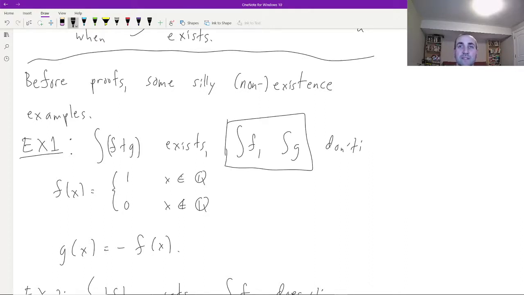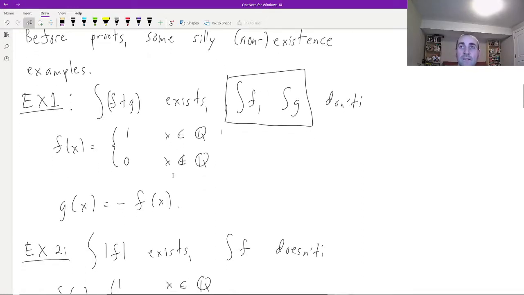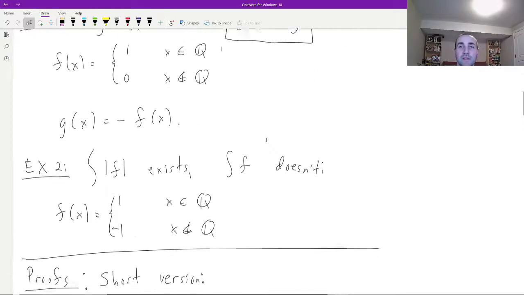And there's sort of a silly example. If f of x is equal to 1 when x is irrational and 0 when x is not irrational, and I decide g of x is just minus f of x, well, obviously the integral of f doesn't exist, as we've already checked. The integral of g doesn't exist. Well, it's basically the same function. But of course, f plus g is 0, so the integral of f plus g exists, and is 0. All right, so that's sort of a silly reason that the integral of a sum can exist even if the integrals of the summands both don't exist.